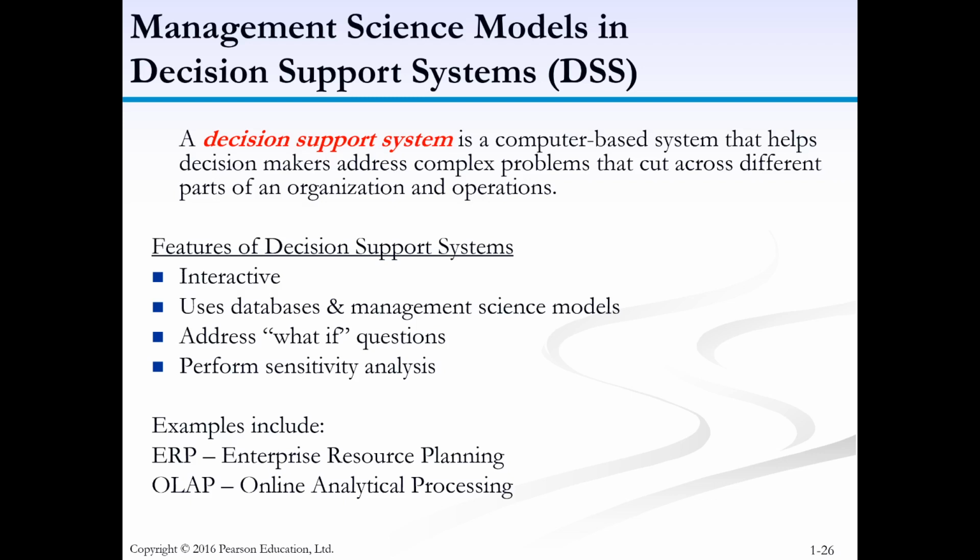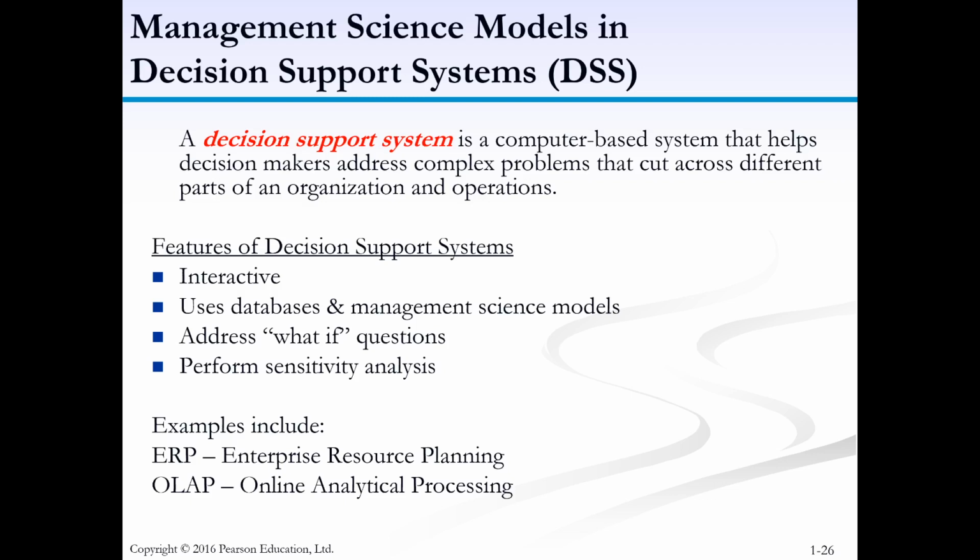The common features of decision support systems are that they are interactive. There is a user interface, they use databases and management science models, and they address what-if questions or perform sensitivity analysis. What-if questions and sensitivity analysis are the same thing. The examples include ERP, enterprise resource planning, and OLAP, online analytical processing. These are the different software.